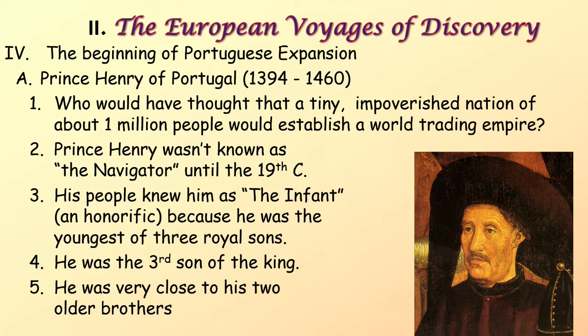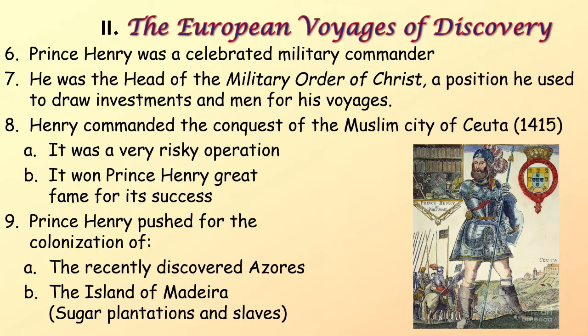And he was called the Infant because he was the youngest of 3 royal sons. He was the 3rd son of the king. But he was very close to his 2 older brothers. These 3 brothers made a really good, tight team. And Prince Henry was a celebrated military commander. He was the head of the Military Order of Christ, and that was a position that he used to draw investments and men for his voyages.